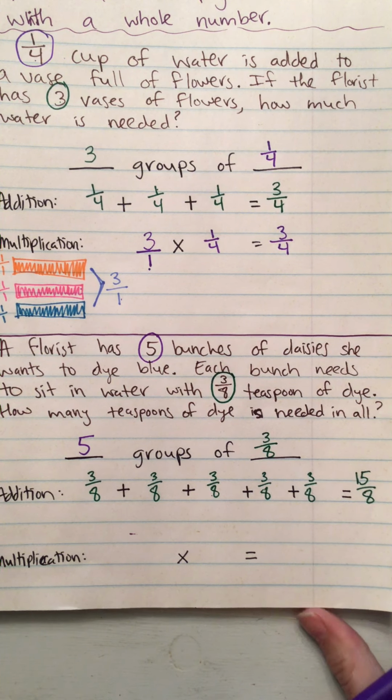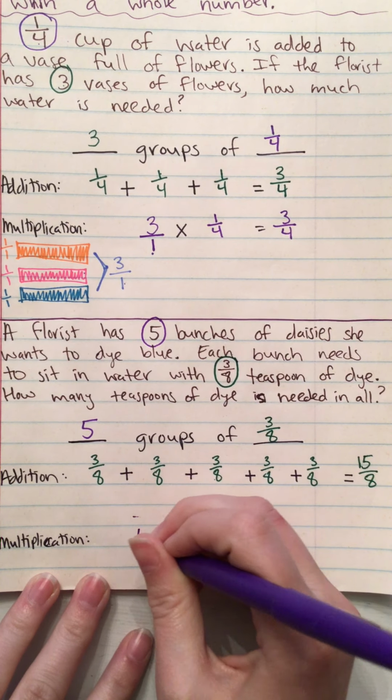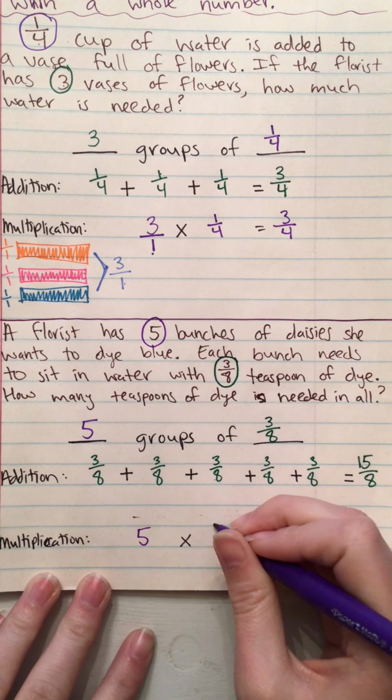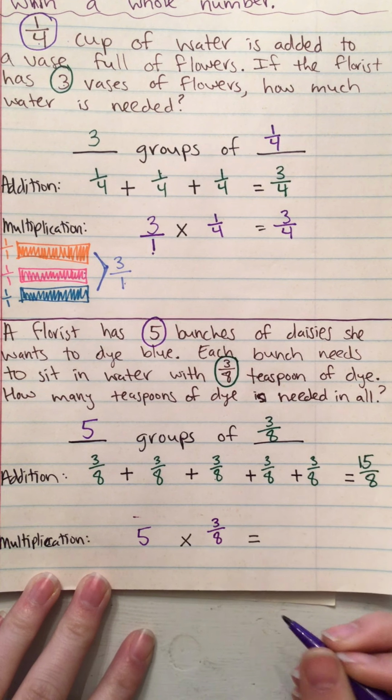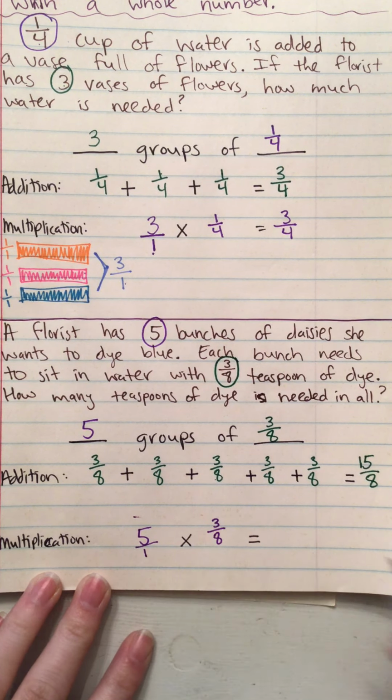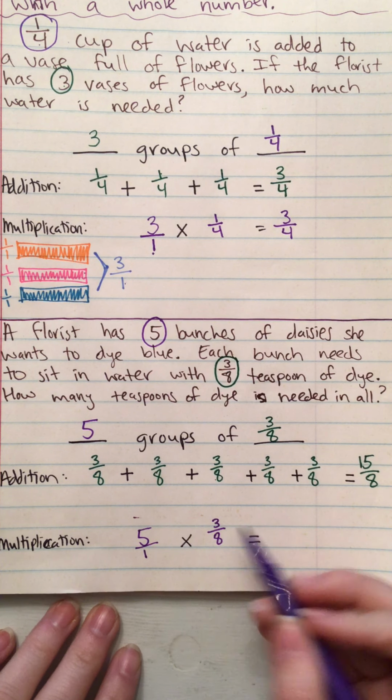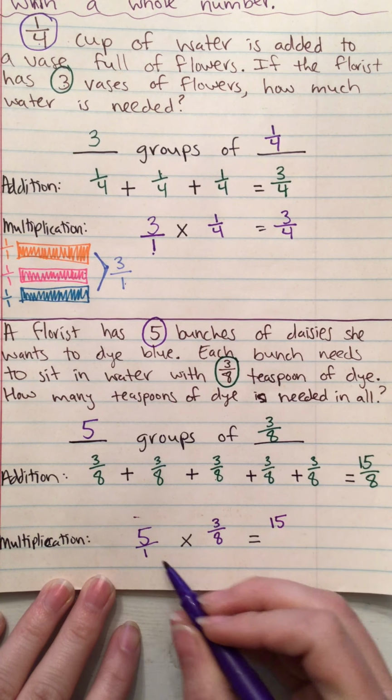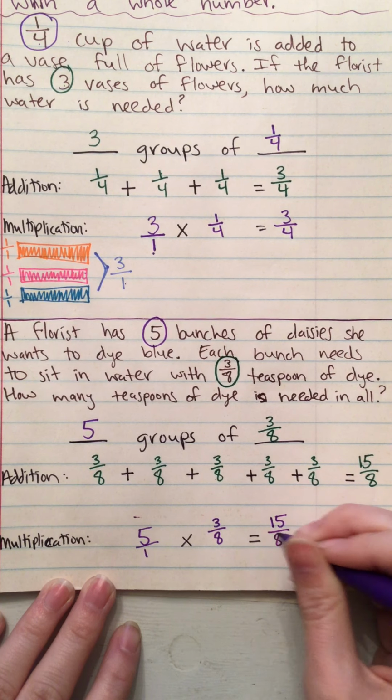Look at our multiplication problem. It's just saying 5 groups times 3/8. Okay, remember I can do my little invisible 1. 5 times 3, 15. 1 times 8, 8.